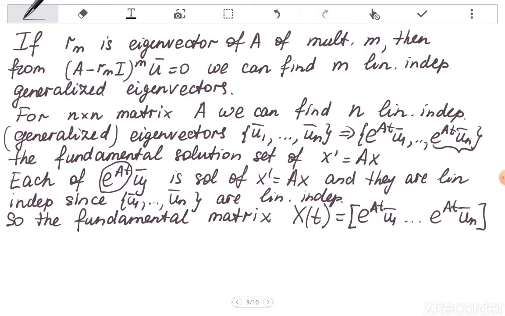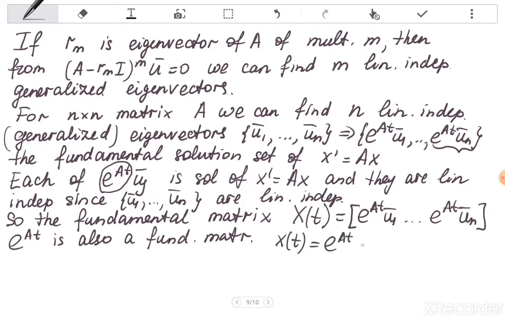Okay, so we have a fundamental matrix, and in fact e to the At is also a fundamental matrix. So how can we find e to the At, and what is different between x of t and e to the At? The difference is just in the constant vector. So x of t, the solution, is e to the At applied to, let's say, C1, and x of t is also given by a fundamental matrix X applied to maybe another vector C2. So how can we find this e to the At?